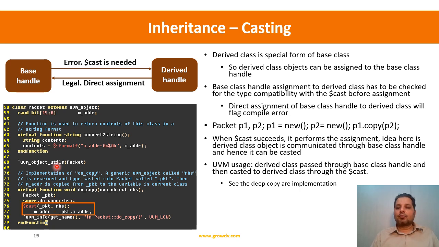So here we are going to look at how you implement a deep copy function. One of the ways to implement a deep copy function: UVM object provides a virtual function, and our class packet is extending that object and overriding this function called do_copy. And since it is virtual, even if I call it with a base class object, it is going to get invoked.